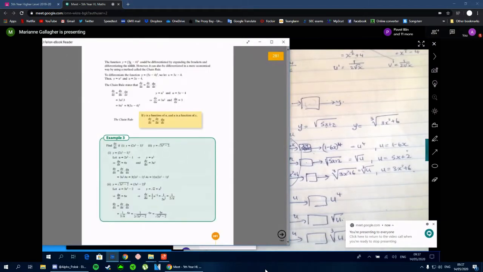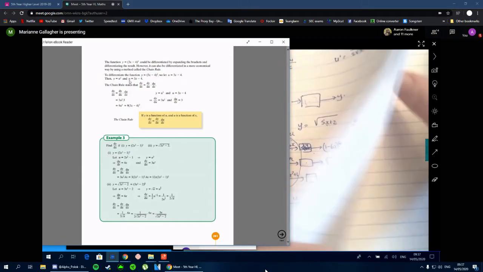Just to turn over the page. So for example, 3x minus 4 cubed, we could differentiate that by multiplying out the whole thing, but that's going to take a long time. So once you have complicated functions, you don't want to have to work out the whole function before you differentiate it. What we can do is use the chain rule.